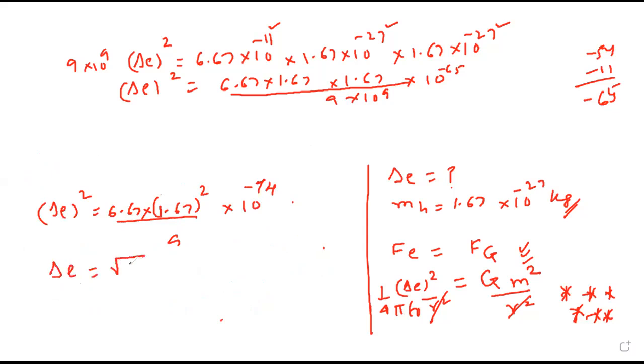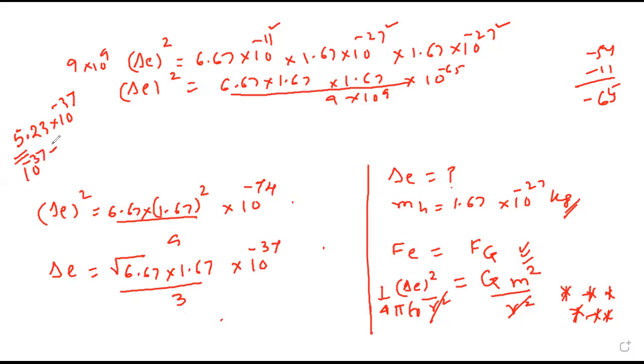This will be root of 6.67 into 1.67 upon 3 into 10 raised to minus 37, taking the square root. If I get a value as 5.23 into 10 raised to minus 37, that is, the digit before the decimal is 5 or more than 5, then the order will be add 1 to the integral power of it. If it is 4, 3, 2, 1, I will discard.